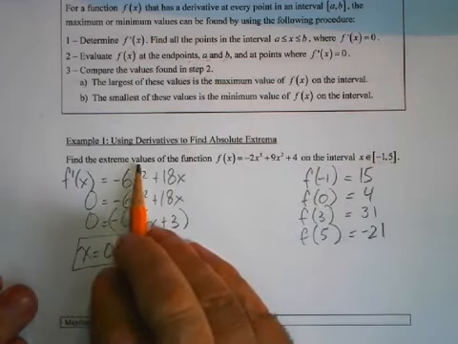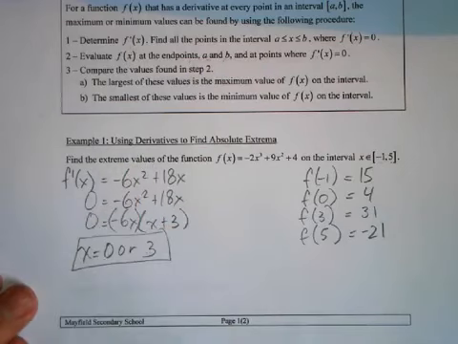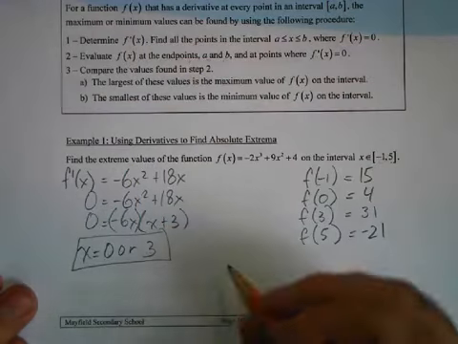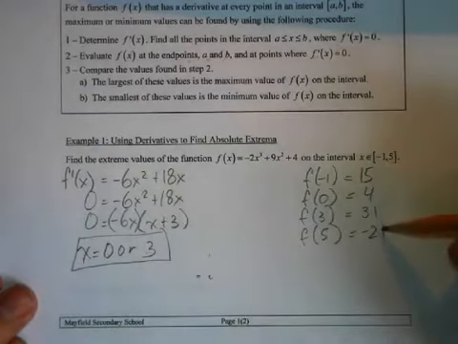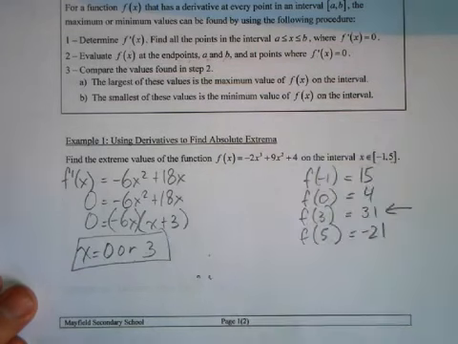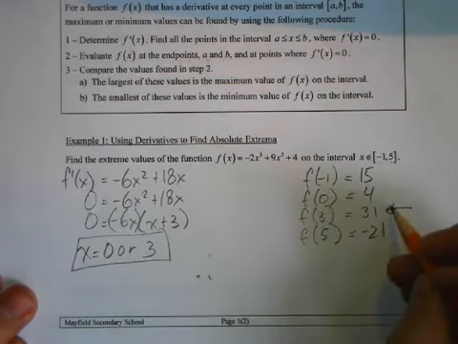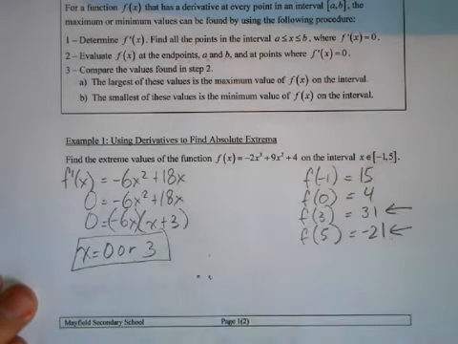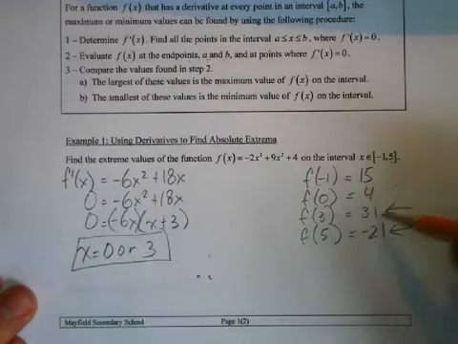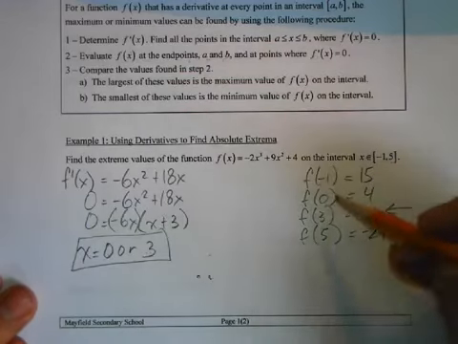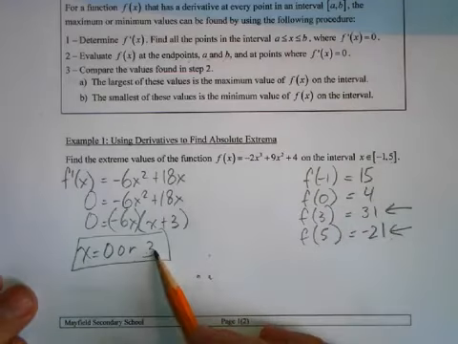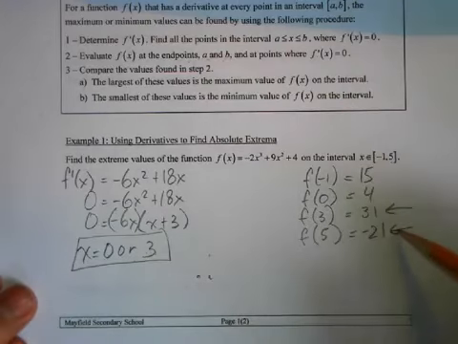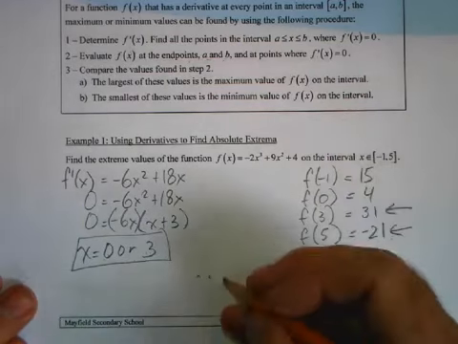Okay, and it's asking for the extreme values, so that includes both maximum and minimum. So what I do now, what's the highest of these? Well, that's going to be our max, and the -21 will be our min. So one of them, the extreme maximum value, is actually one of the critical points, but the extreme minimum value is actually one of the endpoints at 5.